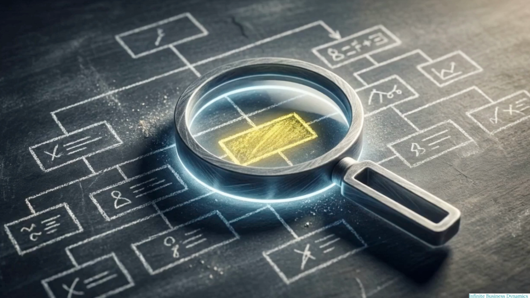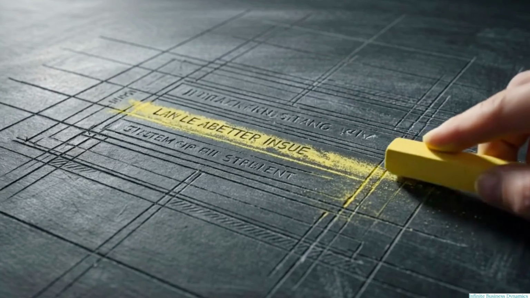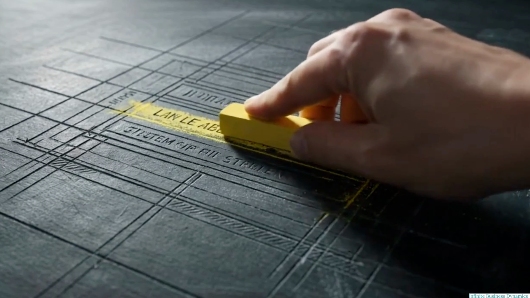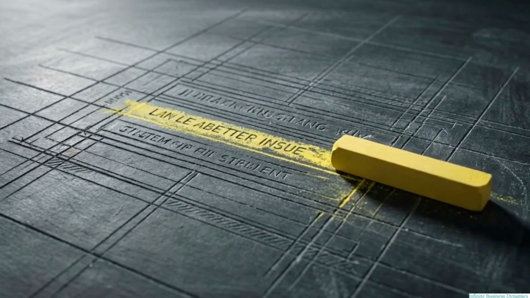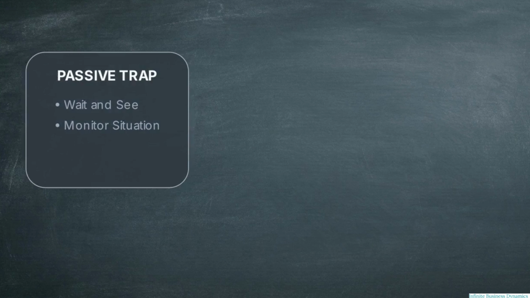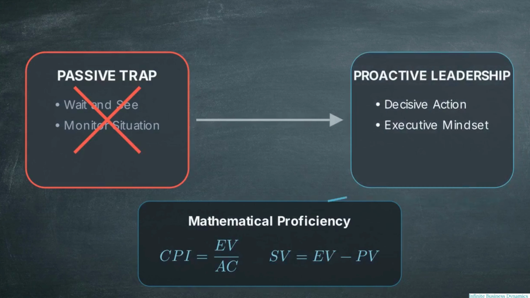Never ignore the subtle wording in the situational text. 1 or 2 words will often dictate whether you should treat a variance as a typical ongoing problem or an atypical event. Falling for these traps indicates a failure of judgment. Your mathematical proficiency must be guided by a decisive, active leadership posture.